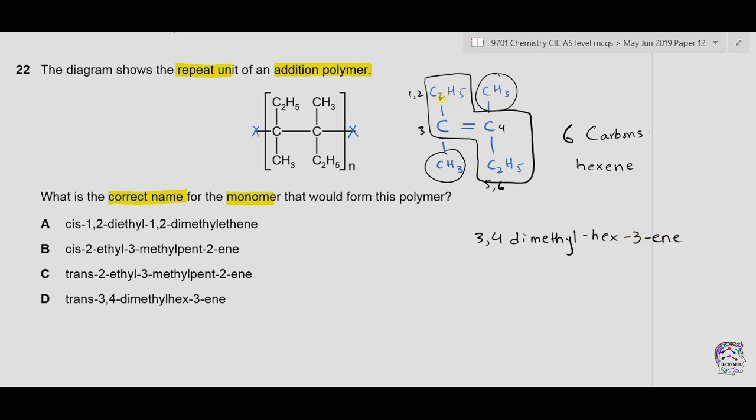Also we can see that the same compounds are attached to the opposite side of the double bonded carbon atom. For example, C2H5 is on this side, and for second carbon atom we have on this side. Similarly, methyl group is attached on this side and then on the opposite side of the second carbon atom. So it shows a trans compound. So we can write trans 3,4 dimethyl hex 3-ene. So therefore correct option is D.